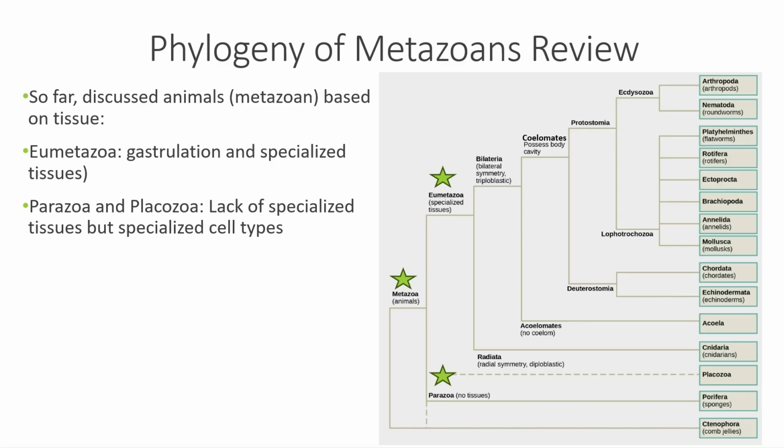This tree is not simply a list of groups, it's a map of shared ancestry, remember. So each node represents a common ancestor that possessed a specific developmental innovation. As we continue, we will add additional traits to this tree, particularly those related to internal body cavities.